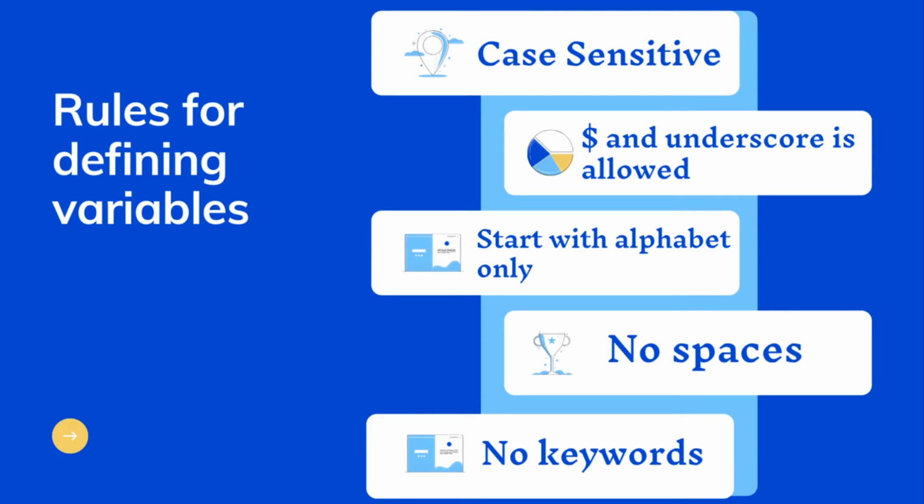Here are some of the rules for defining variables as well. They are case sensitive, so uppercase and lowercase letter variables are not the same. Dollar and underscore are allowed in a variable, but you cannot use only them; you have to use at least one alphabet character. There shouldn't be any spaces, and there should be no keywords. In the last lecture we studied public, static, void, main. These are all keywords, and we can't use them as a variable name.